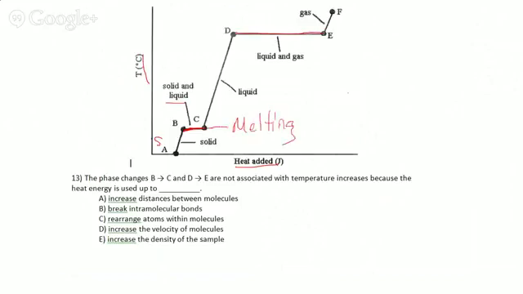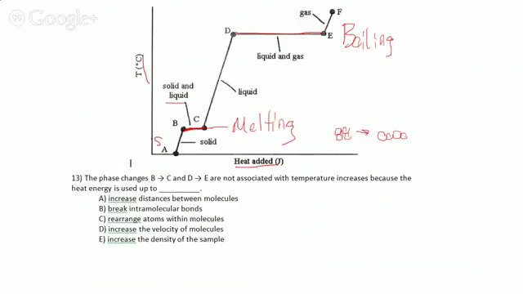And what's happening at that other flat part? Well, it's going liquid to gas. So we call that boiling, right? Or vaporization. So what's going on there? Well, you've got to remember that solids are packed nice and close together in a nice orderly arrangement. And when it's melting, they break apart and they're free to move around.